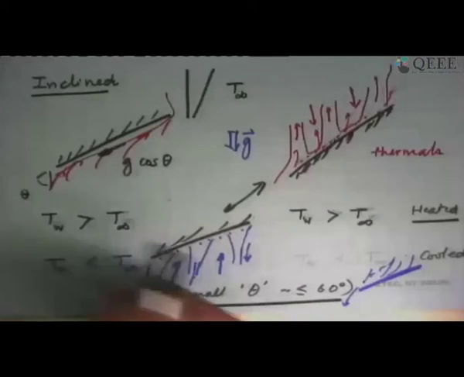There are separate sets of correlations for these two cases, which do not follow this nice g cos theta analogy, but they would be reasonably okay to at least get a first number. So this is how you tackle an inclined plate where inclination is limited to 60 degrees.